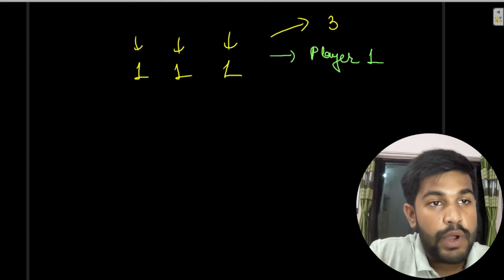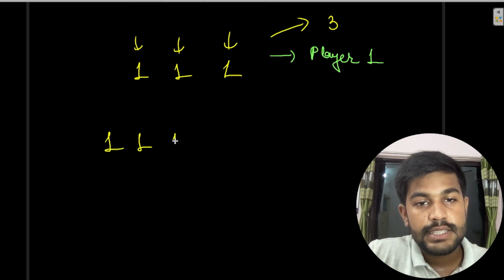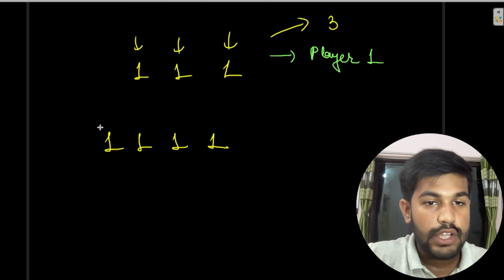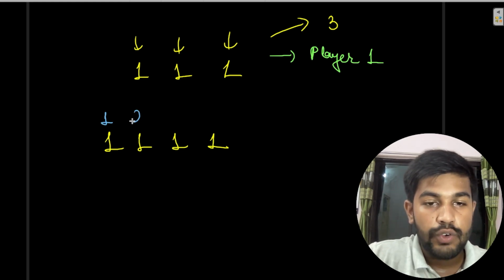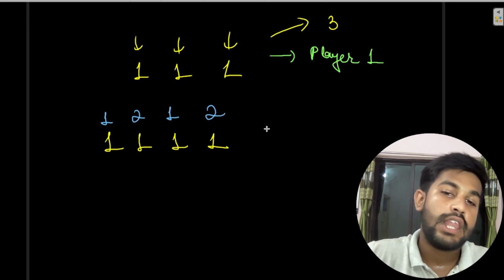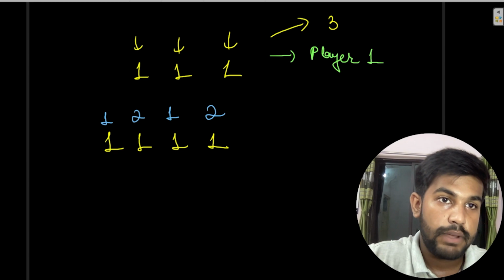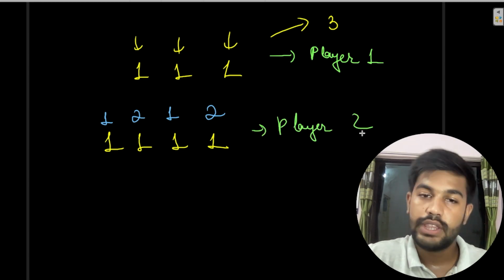Okay, so let's take one more example. Let's say the number of set bits is 4. Here, player 1 would make this move, player 2 would make this move, player 1 would make this move, player 2 would make this move, and the last move is made by player 2. So player 2 would win the game.